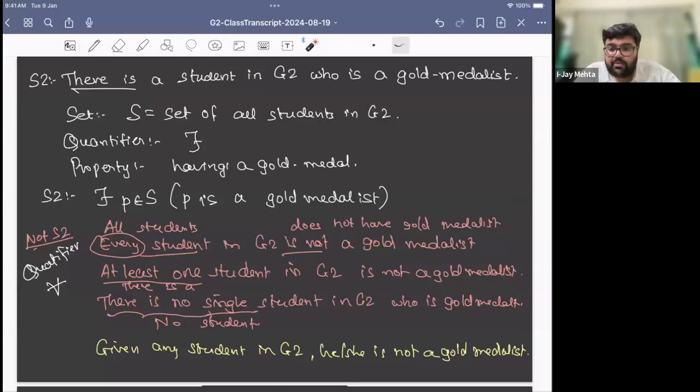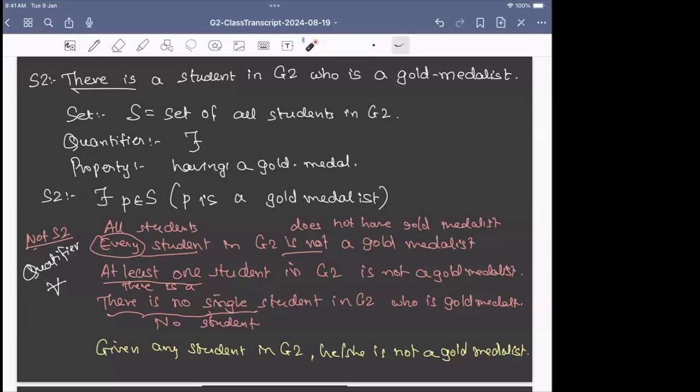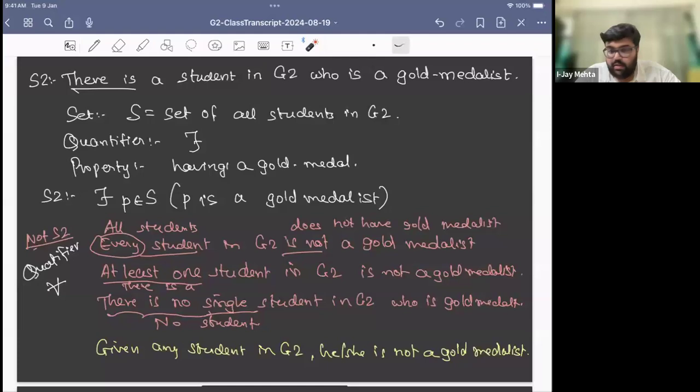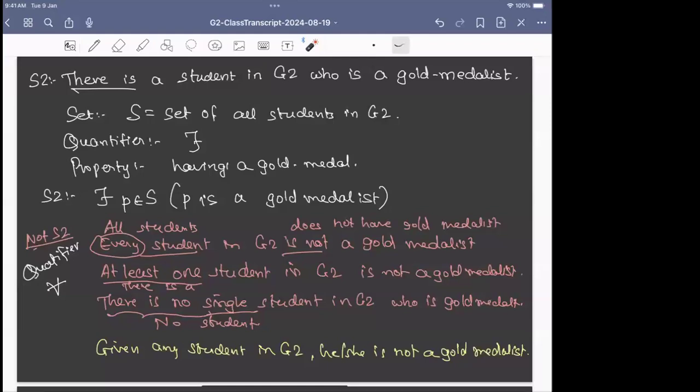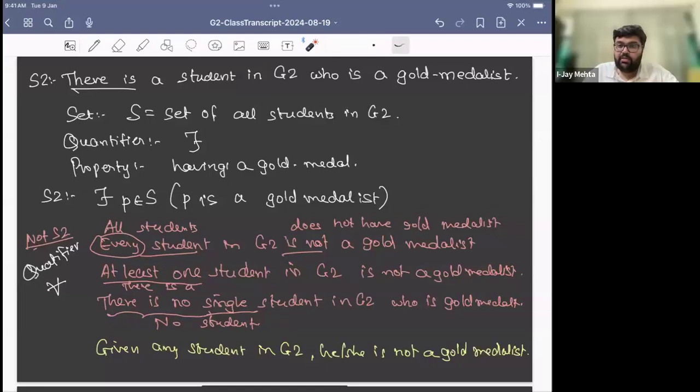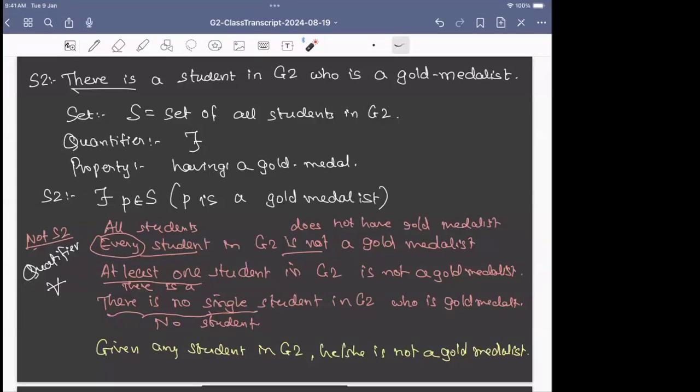Okay, let us ask somebody. So room number 10, Rachna. Yes, sir. How many people do we have to ask to conclude that it is false? Sir, all the students in G2. All the students we have to ask, and what should be their answer? Sir, if no one is a gold medalist, then the statement is false.